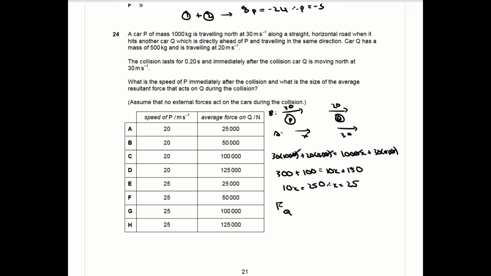You're then asked to work out the force on car Q, and force from Newton's second law is the rate of change of momentum. The change of momentum is mass times change in velocity, which is 500 times 10, and the time over which the collision occurs is 0.2 seconds. So that comes out to be 25,000 newtons.